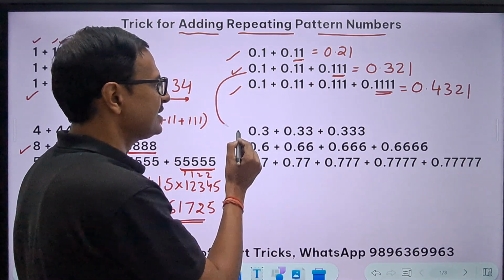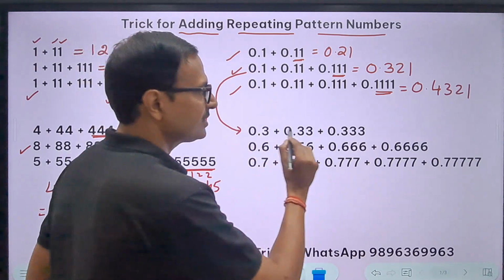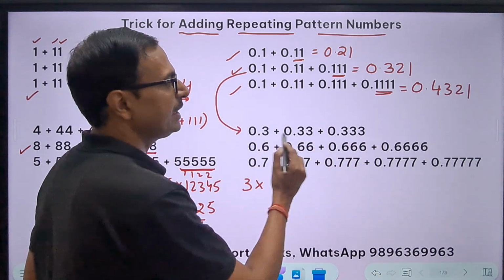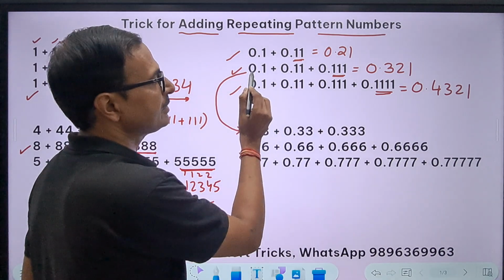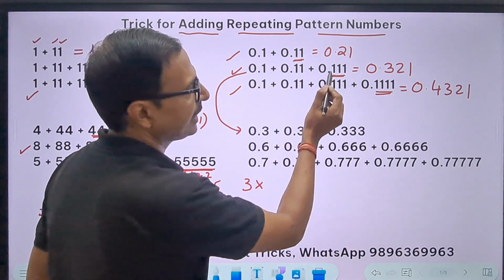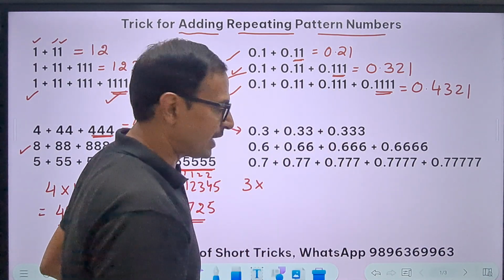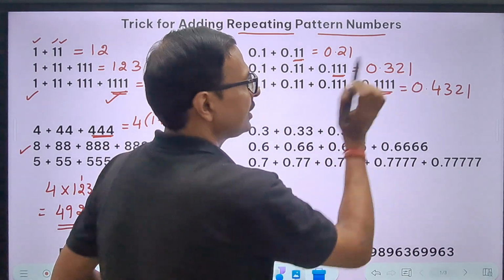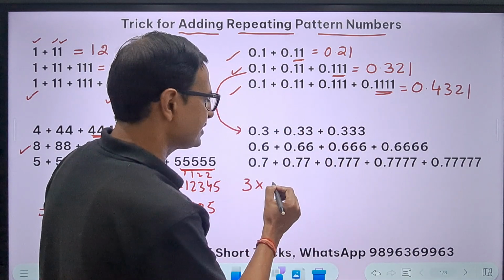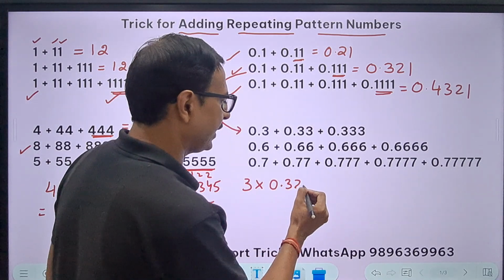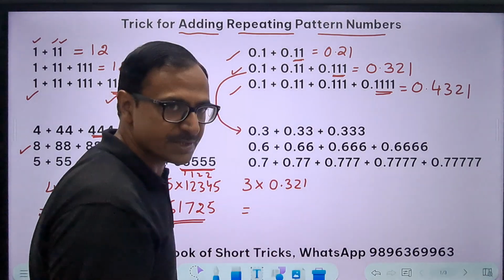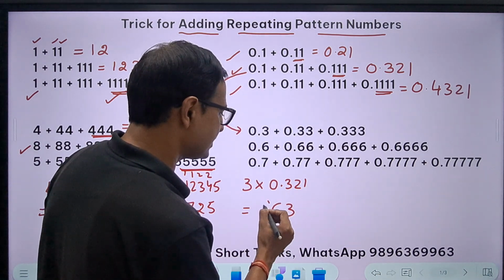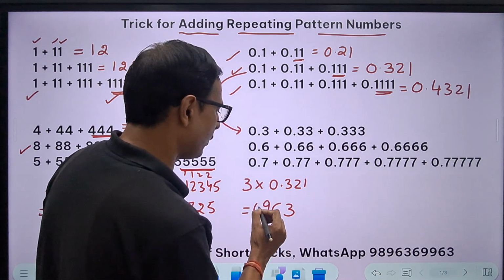If you generalize this here, this is 3 times something, and so 3 times what? 3 times it is the exact same thing, 0.1, 0.11 and 0.111, because I have taken out the common factor 3. So this is 0.321. So if I multiply this by 0.321, let's see whether we can have our answer or not. So this is 3, 3 2s are 6 and 3 3s are 9, and we have a 0 point.